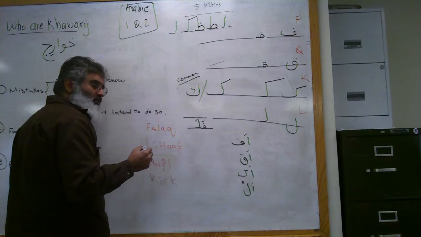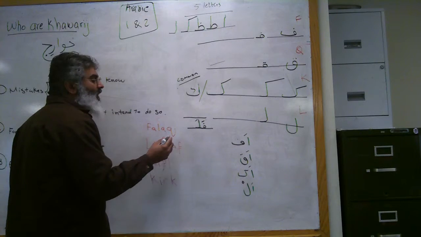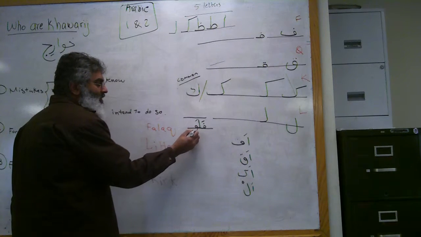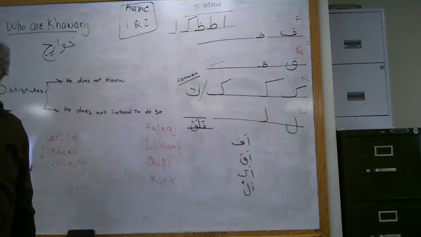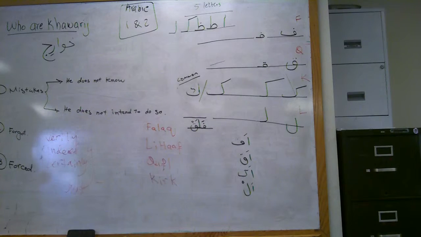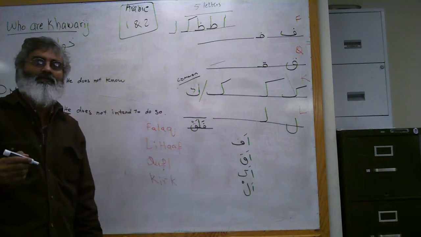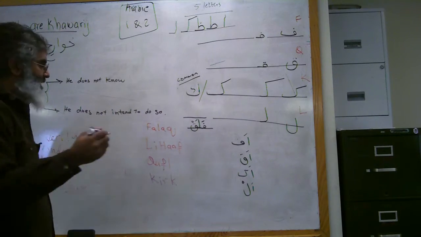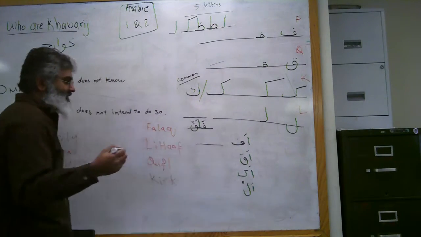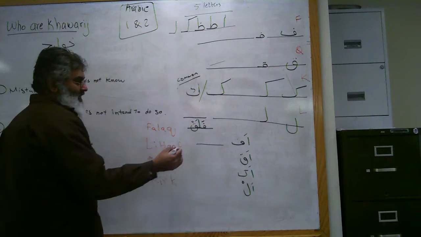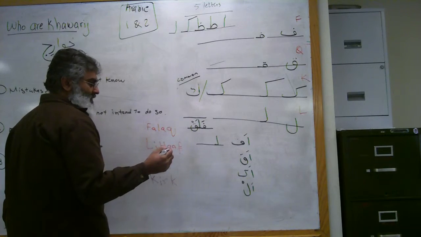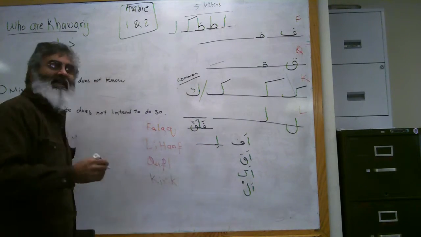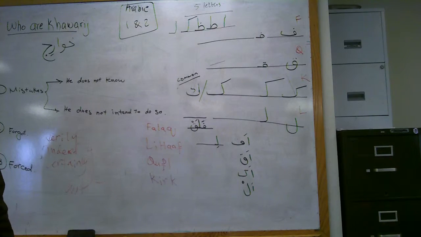This would be the end form of qaf. Qaf, very good job. Two dots. Does this look correct to you all? Falak. Move on? Yeah. Okay. Craig, get us started please. The beginning form of lam with a kasra. Excellent. Does everyone agree with that? Yeah. Beginning form of lam with the kasra.